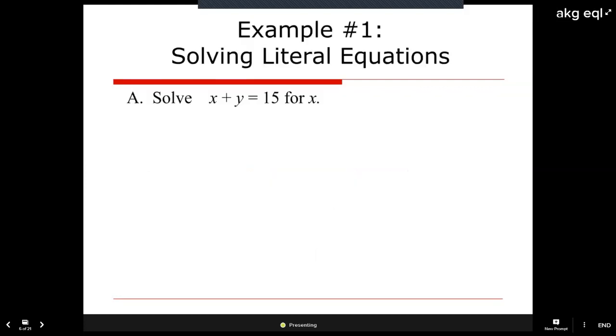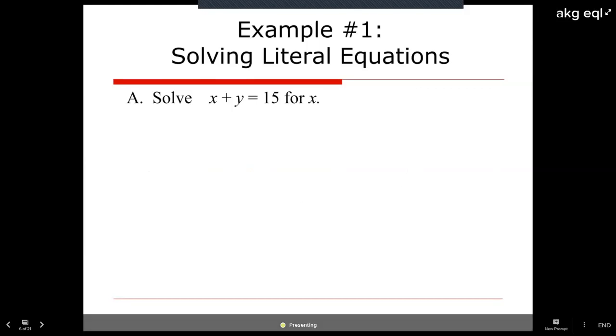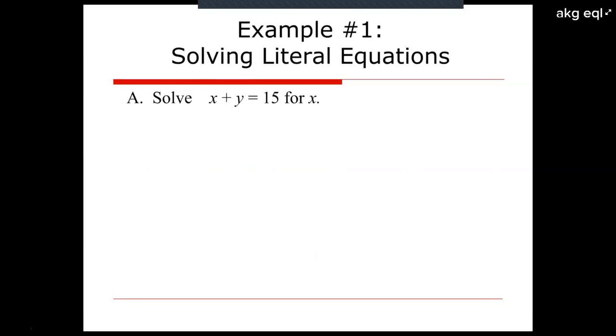So example number 1, solving literal equations. So solve x plus y equals 15 for x. So our goal is to get the x by itself. Our next big unit that's going to be coming up in probably about 2 or 3 weeks, we're going to have these types of equations. These are linear equations, meaning you can graph them as a straight line. But because there's 2 variables, you can't get the kind of answer of x equals 3 or x equals 5. We're going to get something that looks a little more complicated. The important part is to get the x by itself.